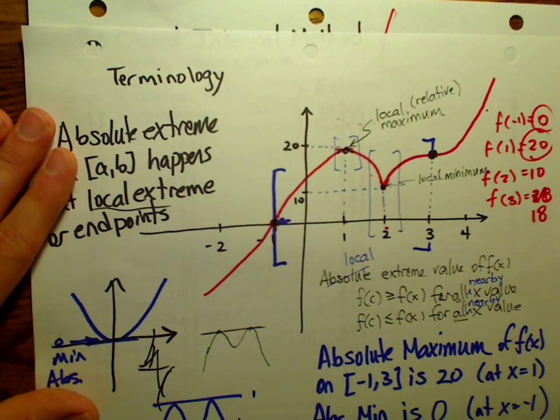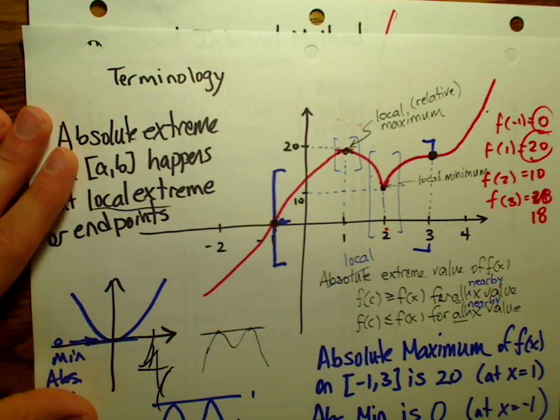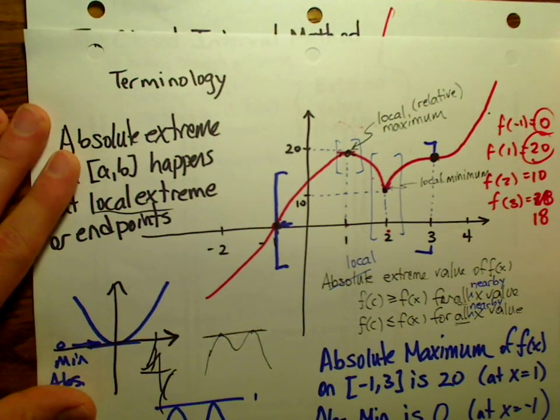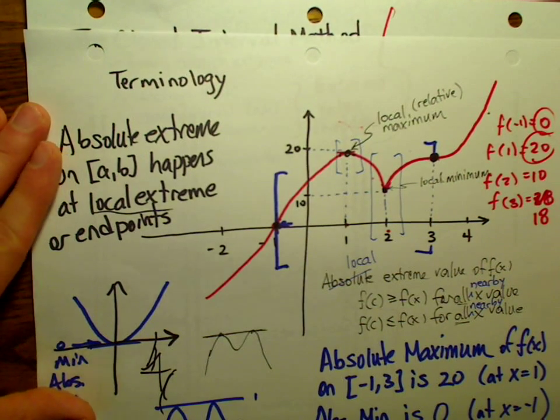We don't need to go checking increasing, decreasing. Students tend to do that. That's something you need to identify local extremes, but that's really more work than you need to do to find absolute extremes.